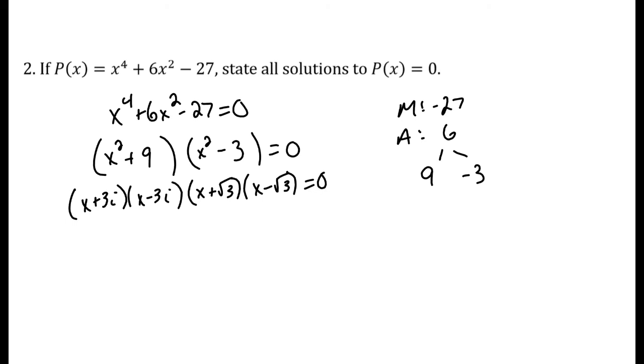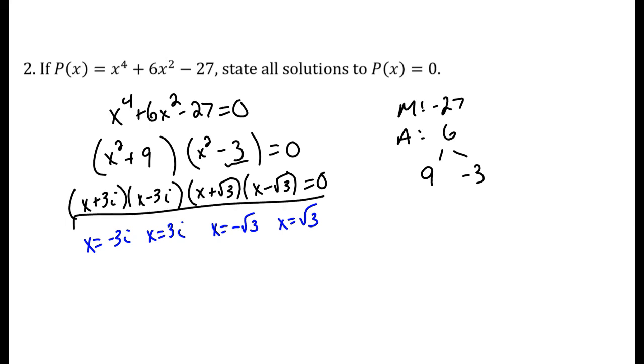So my four solutions are x equals negative 3i, x equals 3i, x equals negative radical 3, and x equals positive radical 3. Don't be afraid to have square roots in your difference of perfect squares. x squared minus 3 can be factored over the real numbers if we have the square roots there, which is why we need the real numbers. And again, you could write this as plus or minus 3i, plus or minus radical 3.